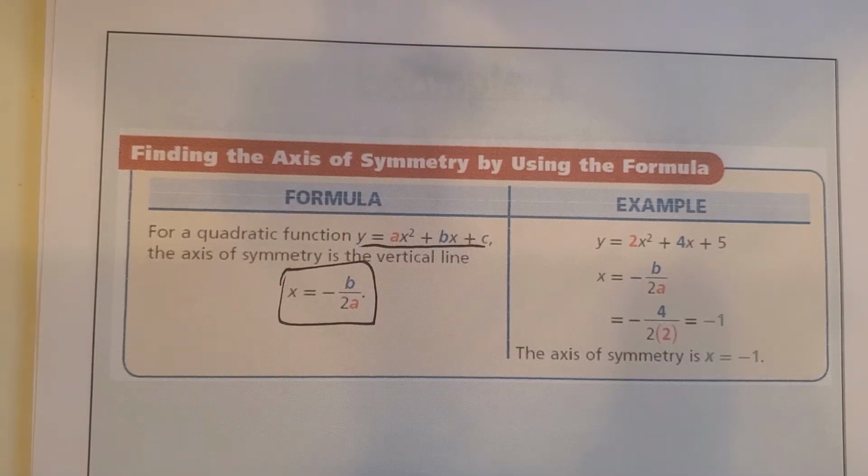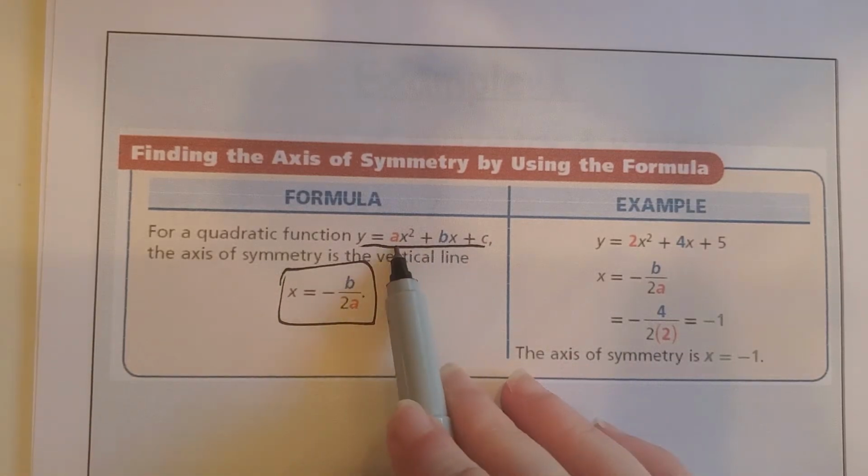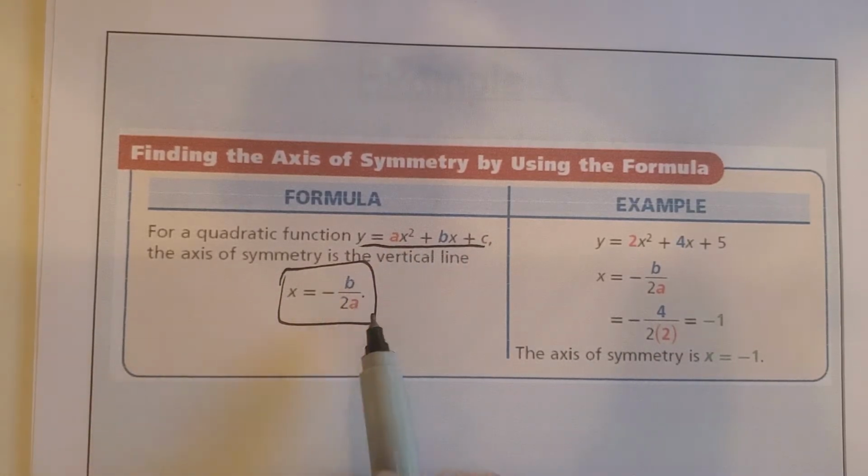It's the same kind of a, b, c system that we used when we were talking about completing the square and the quadratic formula and stuff like that. So this is your b coefficient. This is your a coefficient. Negative b over 2a. All right. That's going to get you your axis of symmetry.